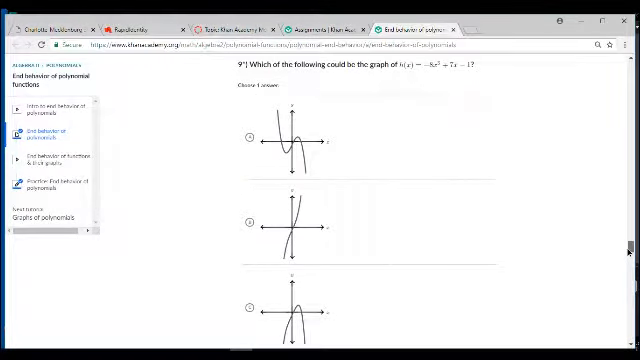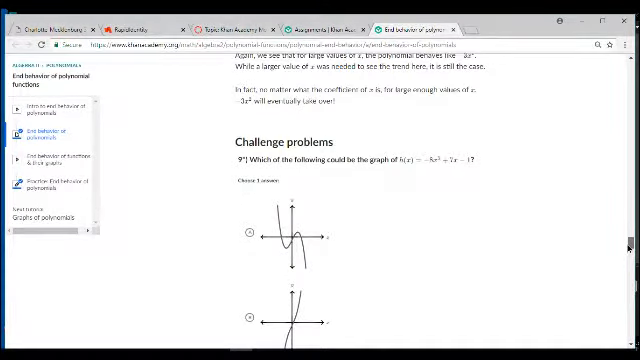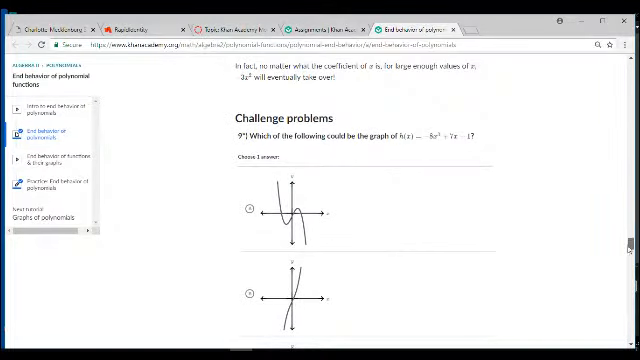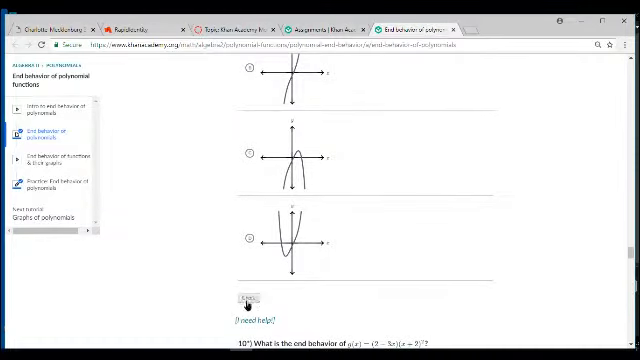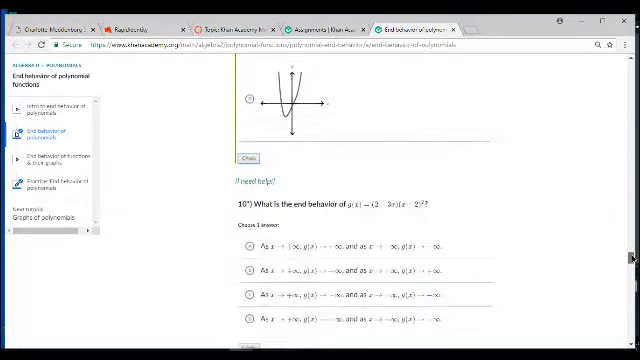Okay, so let's do the challenge problem. Which could be the graph of negative 8x cubed? Okay, so this is going to overpower everything, and that means that as x approaches infinity, f of x is going to approach negative infinity, and as x approaches negative infinity, f of x is going to approach infinity. So that negative sign switches things up. Alright, let's check. We're right.